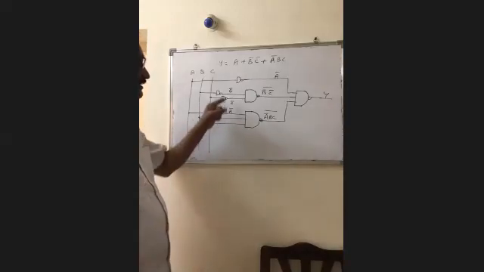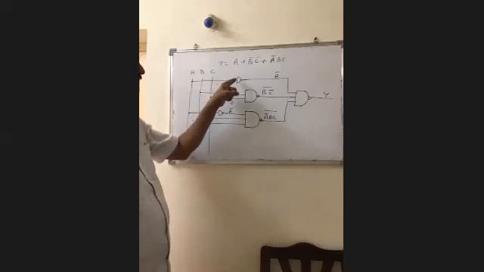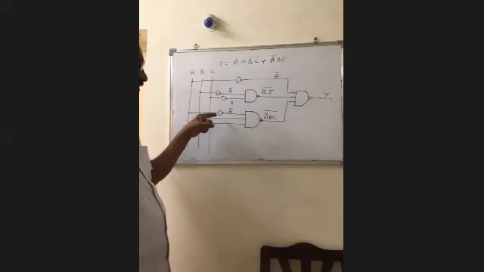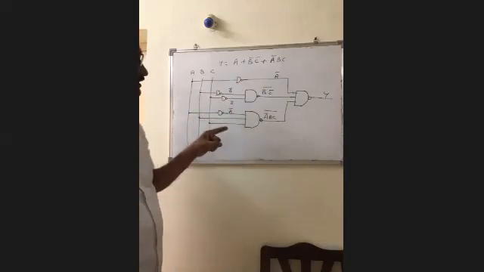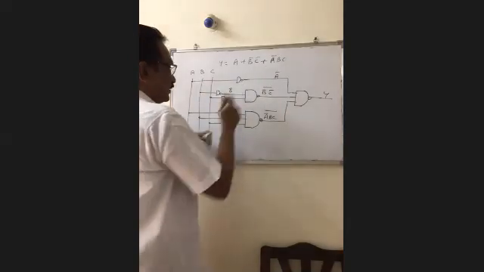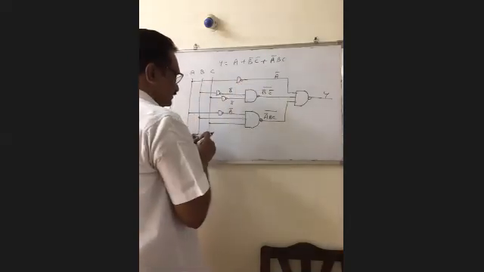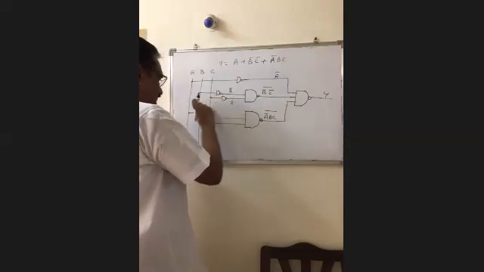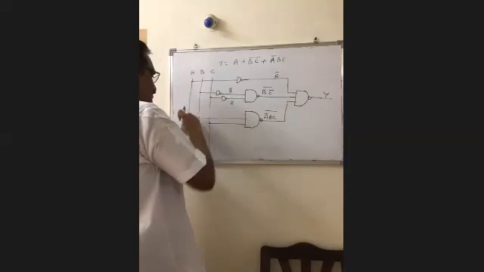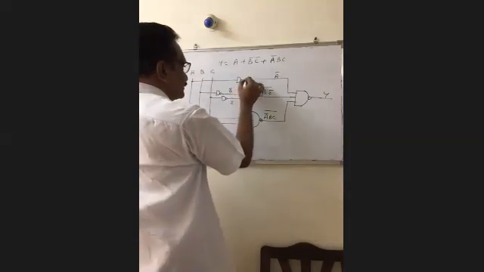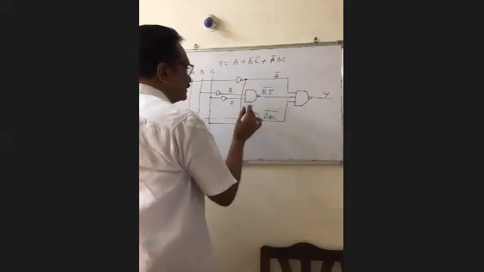And actually, here also there is no need for another two NOT gates for A bar. Actually, that is the A bar. So simply connect the output of this one as input to this one. And without any confusion, draw this one. So that is the A bar.